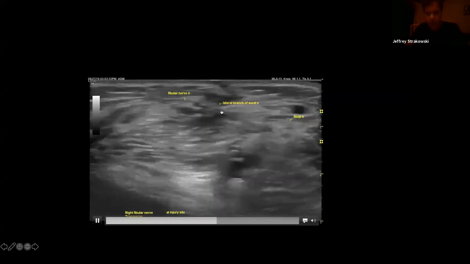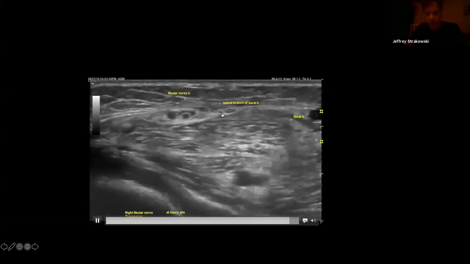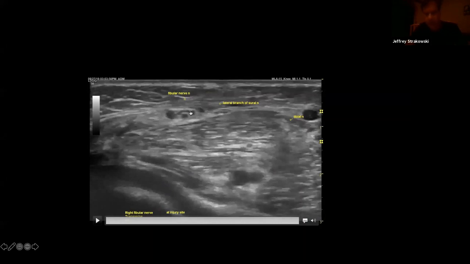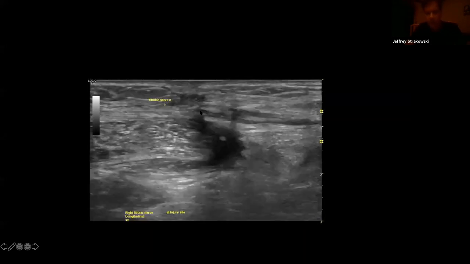Okay, there we go back through it again. You see the knife wound is right at the level where the lateral branch of the sural nerve was, or the lateral subcutaneous.